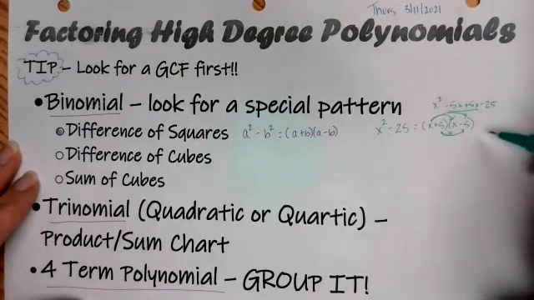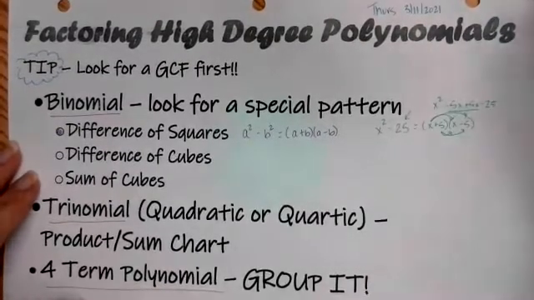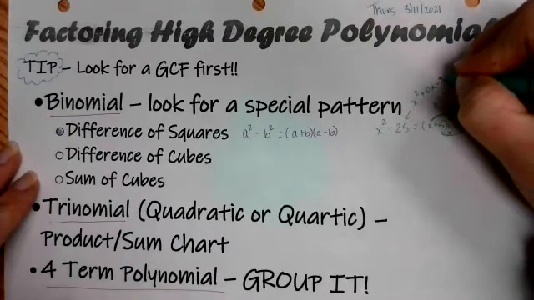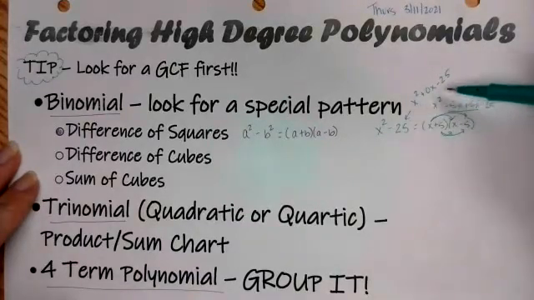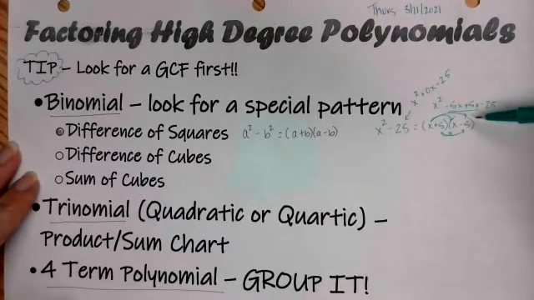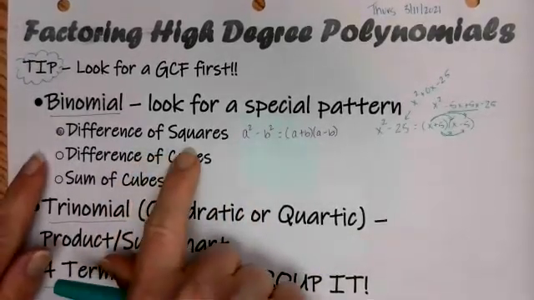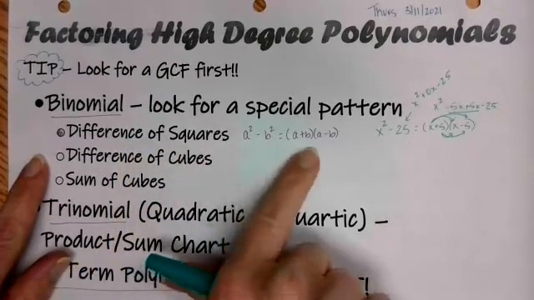These middle terms will cancel out because if I think about the difference of squares in a trinomial format, I'd have x squared plus 0x minus 25. So in a product sum chart, my product is 1 times negative 25, and my sum is 0 because I need them to cancel out. So a positive 5 and a negative 5 are going to cancel out. So anytime you have 2 terms and they are both perfect squares being subtracted, I can always follow this pattern.